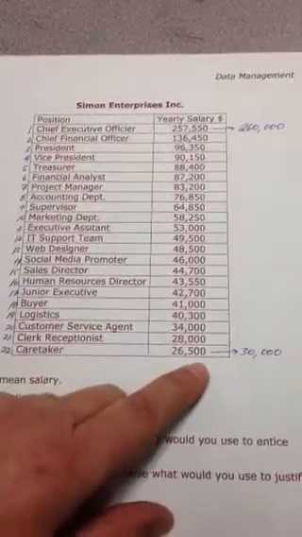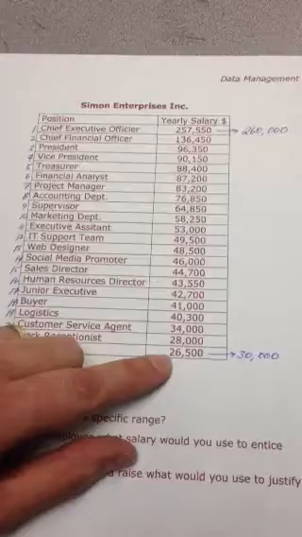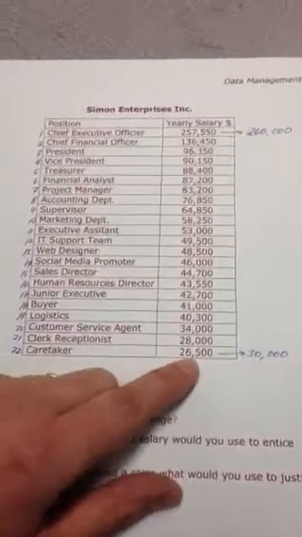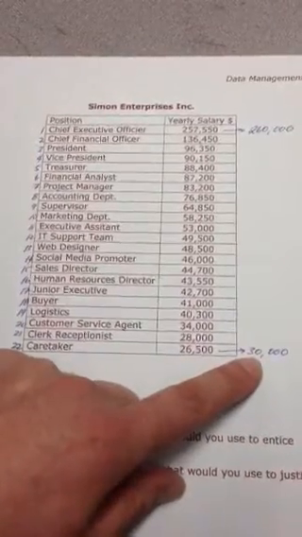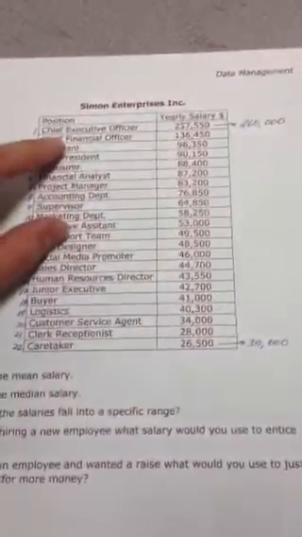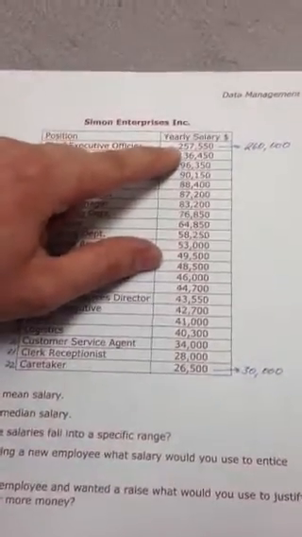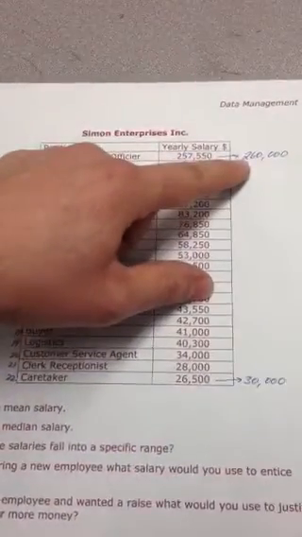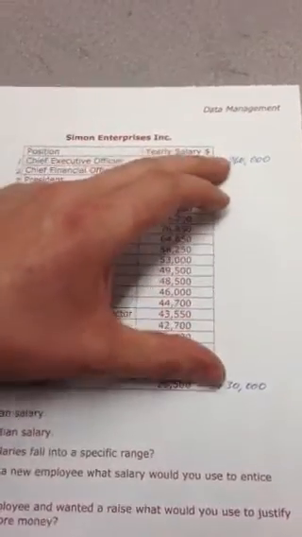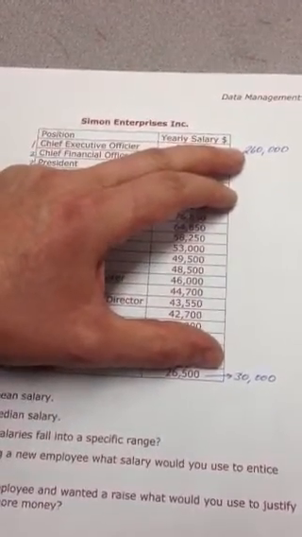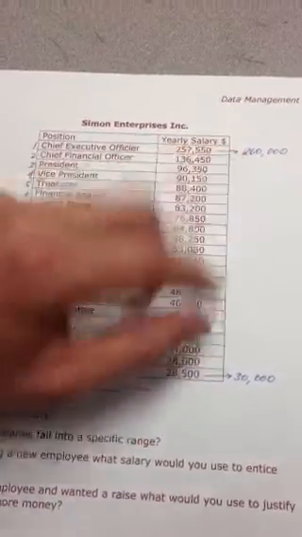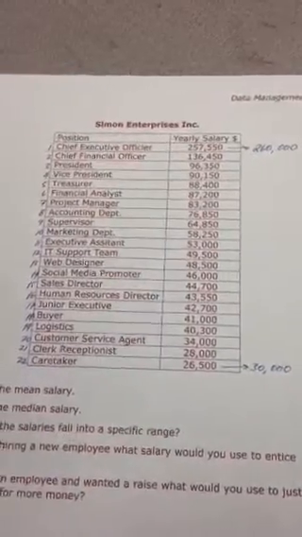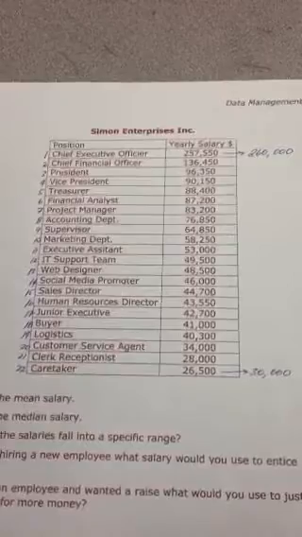I think it's important that when you're looking at salaries like this, that you round them up to the nearest 10,000. So we can take this caretaker salary of $26,500 and round that up to an even $30,000. And we can take the chief executive officer's salary of $257,550 and round that up to the nearest 10,000, which would be $260,000. So the range here is basically $230,000, the range being the difference between $30,000 and $260,000.